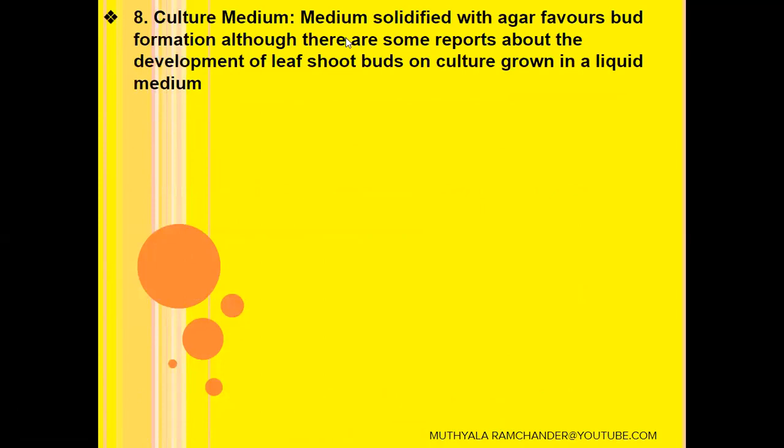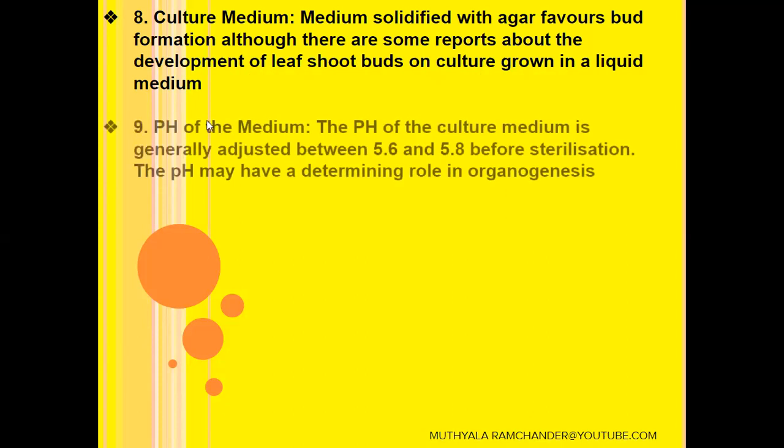And culture medium. Culture medium solidified with agar favors bud formation, although there are some reports about the development of leaf shoot buds on cultures grown in a liquid medium. The pH of medium. The pH of culture medium is generally adjusted between 5.6 and 5.8 before sterilization. The pH may have a determining role in organization.